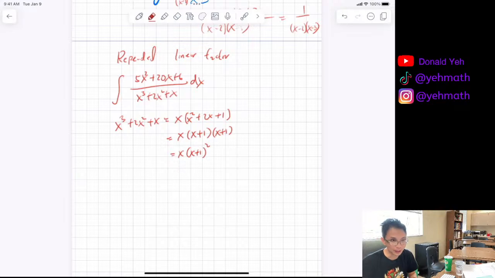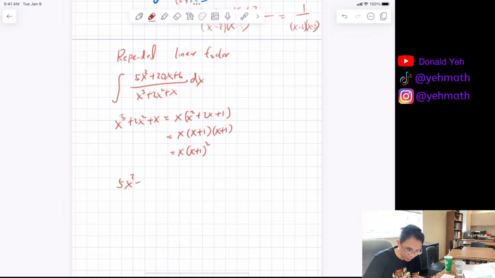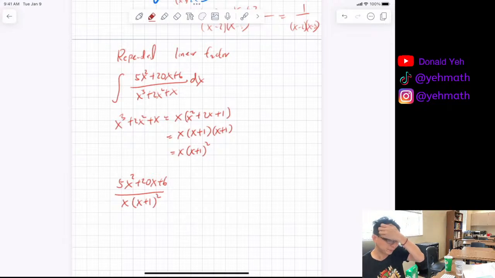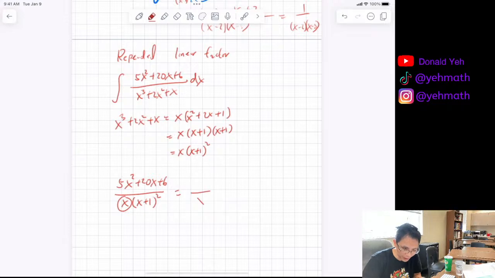Now, what happened is you have 5x squared plus 20x plus 6 over x times x plus 1 squared, right? So you see that repeating factor, you have to take that into account. Because it's 3 fractions added together, not 2 fractions. So the first fraction is going to give you the first linear factor, which is the x.